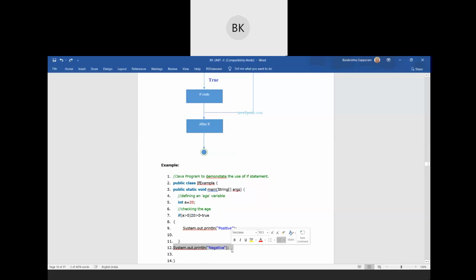What is the output for a positive number? Positive and also negative. That's the output. Is it possible that the given number is both positive and negative? One number cannot be positive and at the same time negative. No, sir, that is impossible. But what is the output here? Positive or negative? How can you solve this problem?